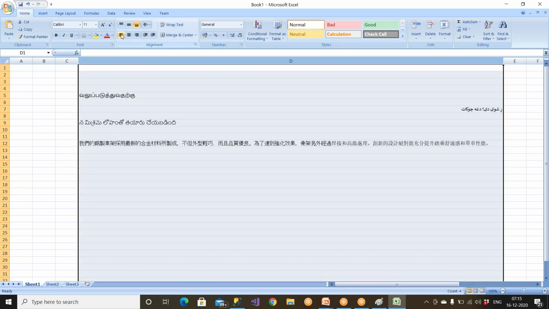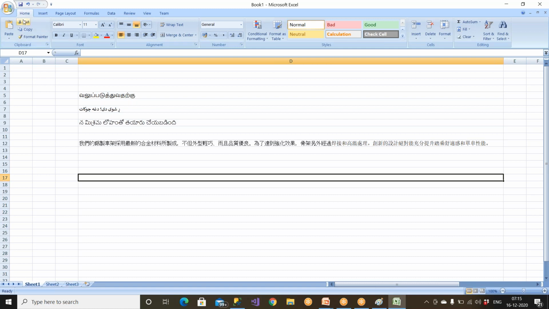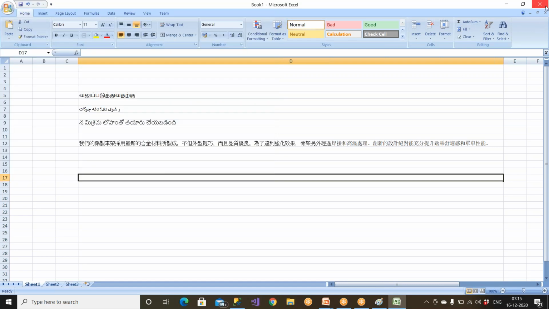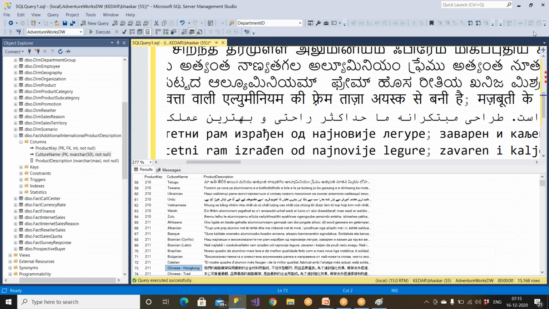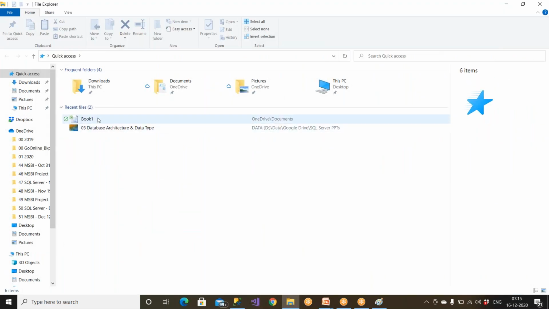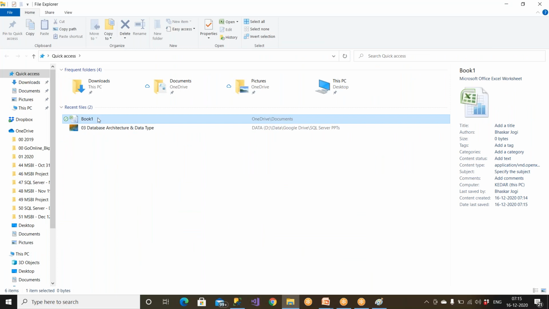Now I wanted to save this file. Can I save this or not? Let me save it. So I say this is book one. I have saved it. Let me close and open book one again. Where is book one? It is stored somewhere. Let me open it.